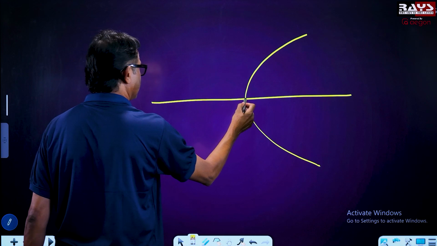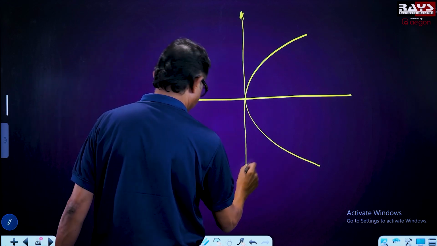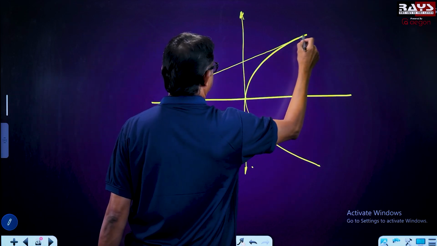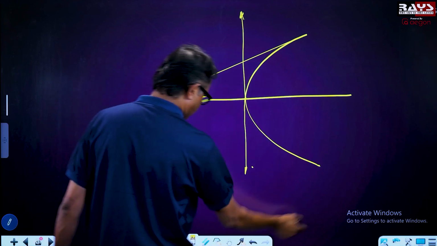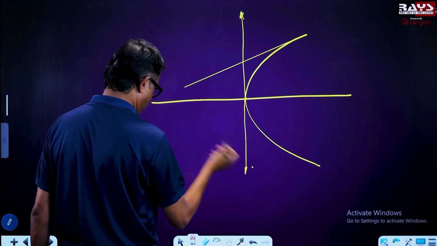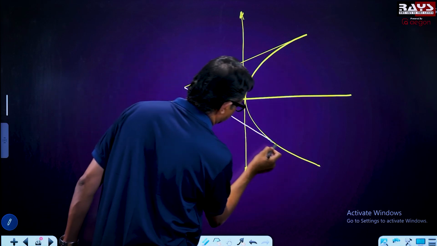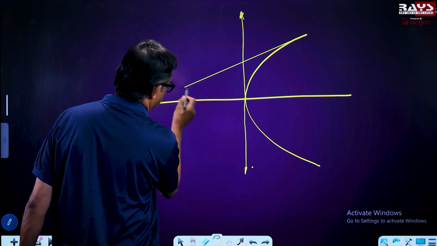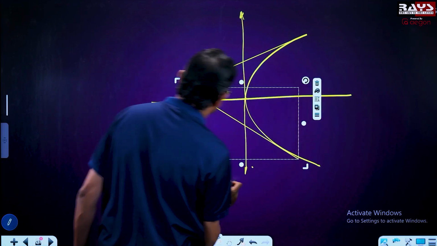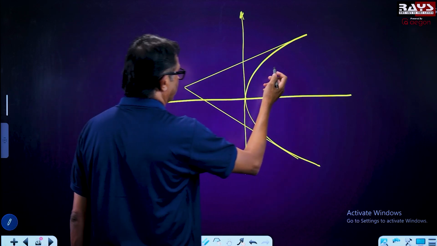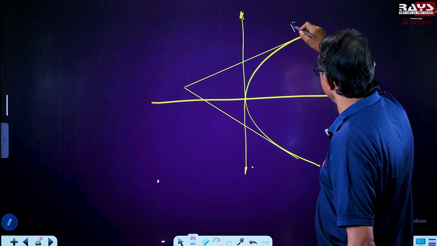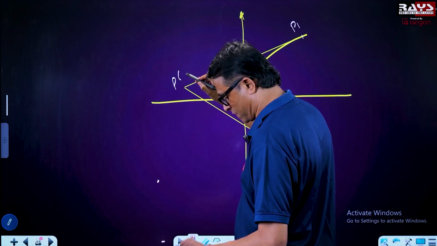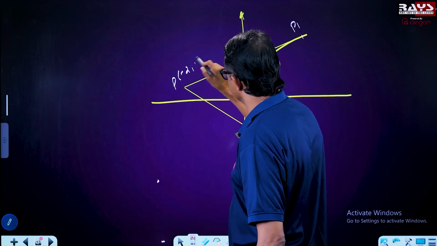Suppose this is the x-axis and this is the y-axis, and we draw two tangents. We draw a tangent from here to this parabola, and this is another tangent, meeting at this point. Let us draw it like this. Again, this is P1 and this is P2. This point is P1 and this is P2, and this is P. P is what? Minus 2 comma 1. Yeah, minus 2 comma 1 is this point.